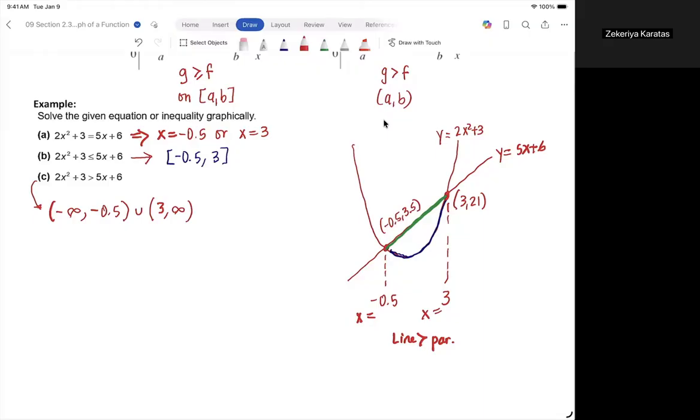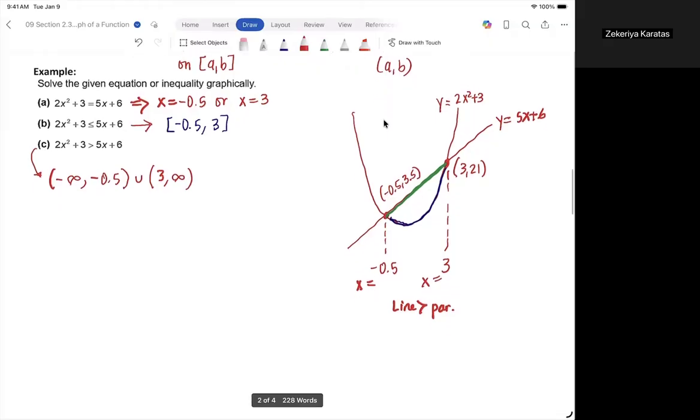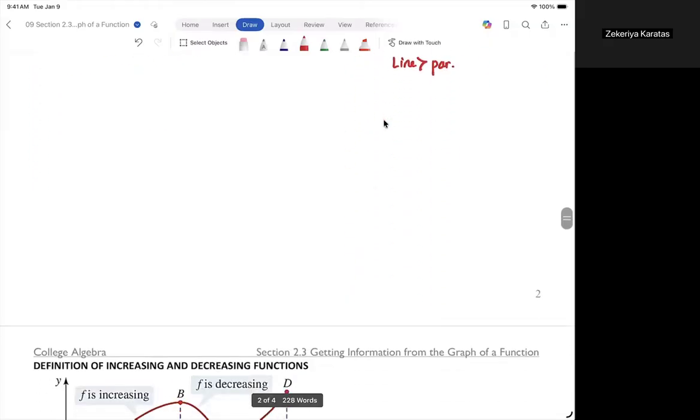This is like how you solve the inequalities. Again, we're working with the graphs. How do you solve them? By using a graphing calculator. By using the graph. Right?